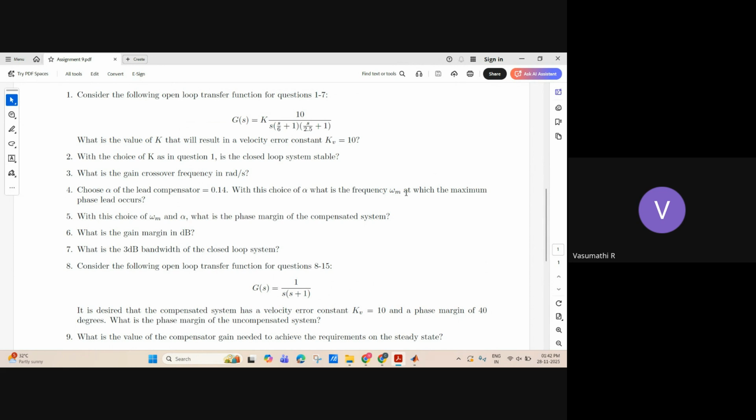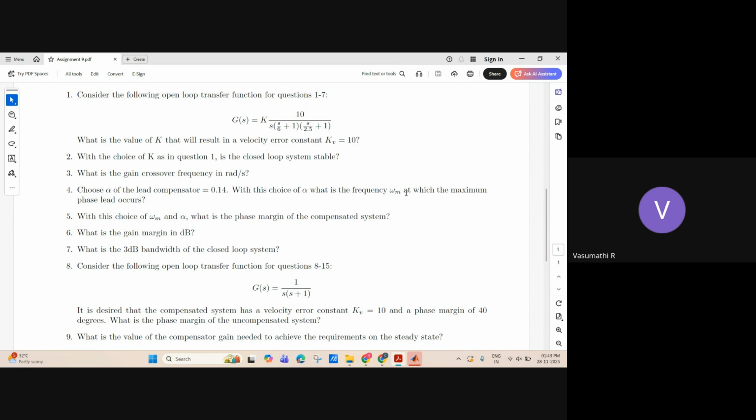The first to seventh questions are under the same section. The first question asks, they have given a transfer function and they ask what is the value of k that will result in a velocity error constant. This we can calculate by hand also. The second question, with the k we have found from question 1, we have to check whether the closed loop system is stable. This we can either do with a standard formula if it is a second order system. Otherwise, we can write a Routh-Hurwitz array for this and find whether the system is stable or not for the value we found in question number 1.